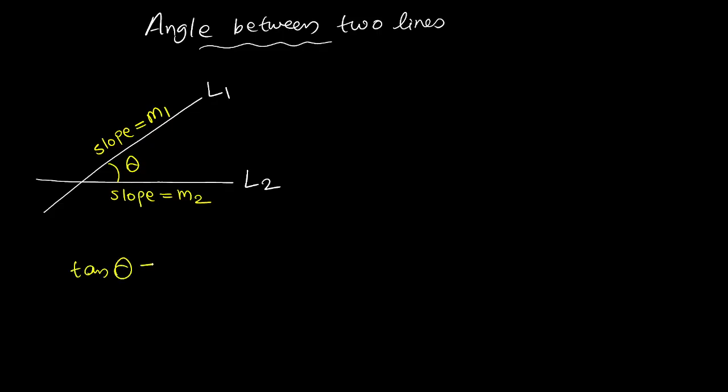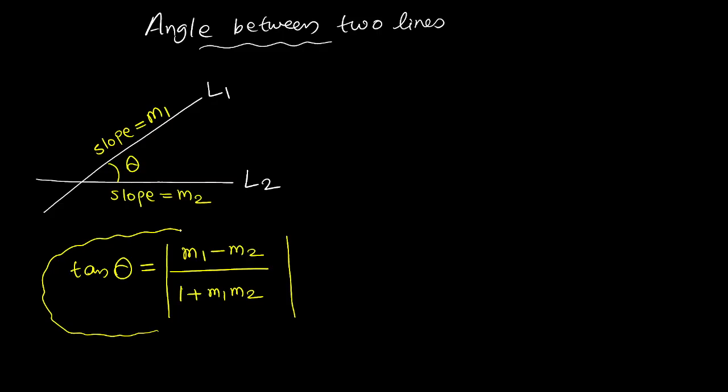The angle between two lines is given by the formula tan theta equal to modulus of m1 minus m2, or m2 minus m1, both are the same because modulus is there, divided by 1 plus m1 m2. All of you please memorize this formula. Tan theta equal to modulus of m1 minus m2, the modulus sign is required, divided by 1 plus m1 m2. Please write down. If you have written, raise your hand.